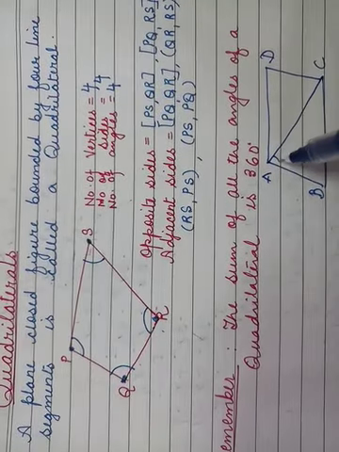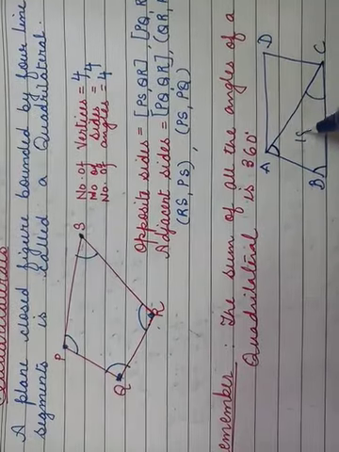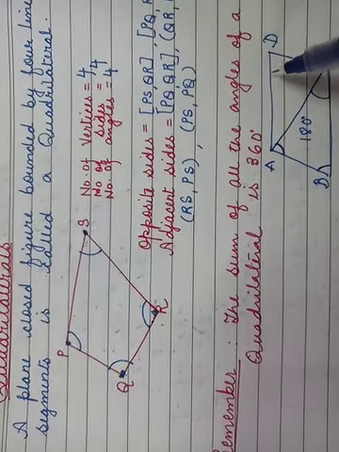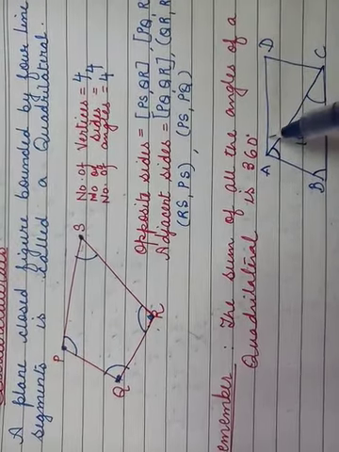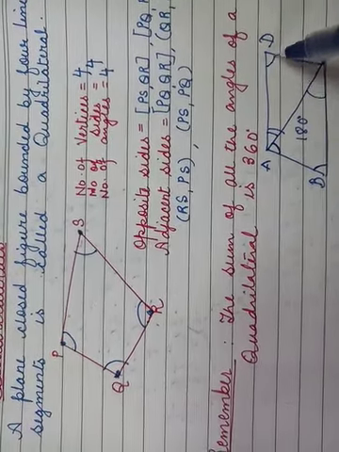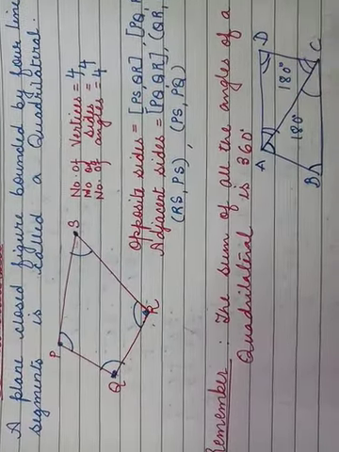We know the sum of all the interior angles of a triangle is 180 degrees. Similarly, for the other triangle, that is ADC, the sum of all interior angles of this triangle is also 180 degrees.